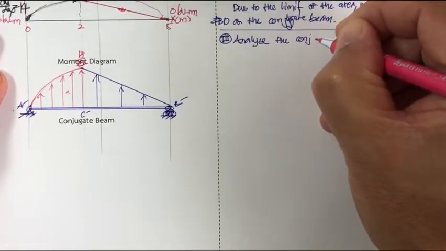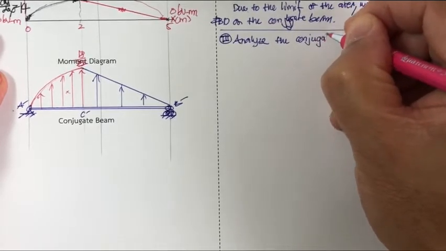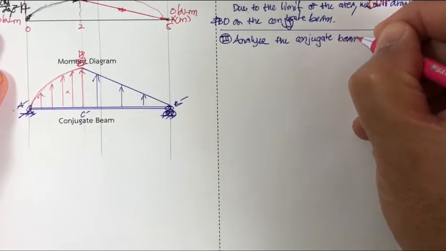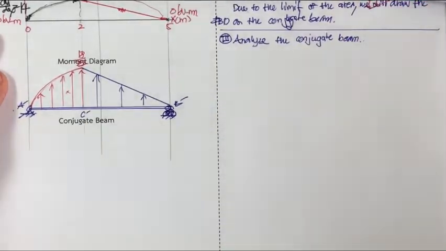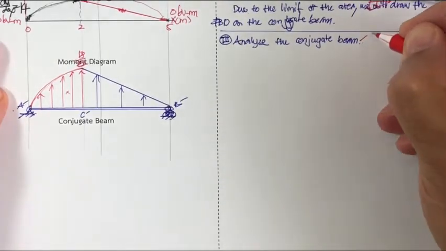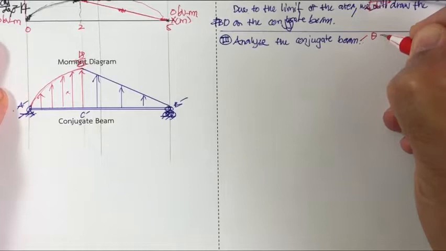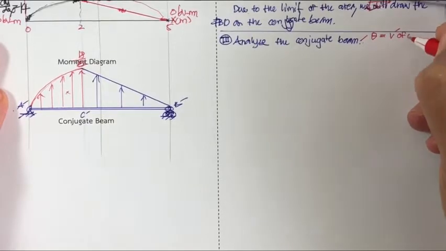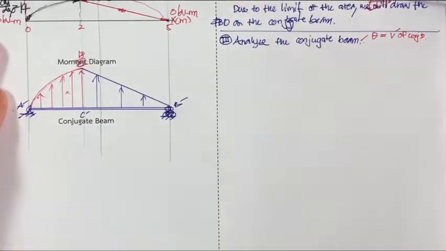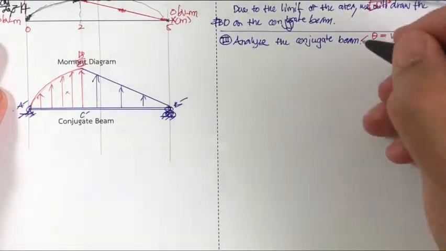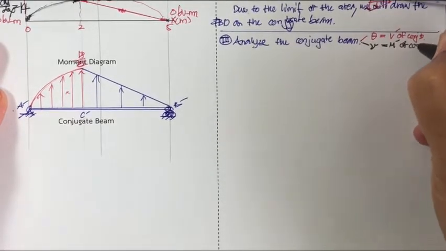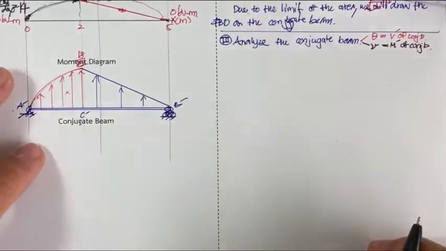When you analyze the conjugate beam, you are going to determine the reaction, the shear, and the moment. And then we also have the concept of this. Theorem number one: the theta, or the slope, of the real beam is going to be V prime on the conjugate beam. Next we have the deflection. The deflection is going to be M prime of the conjugate beam at that point. Okay, that is the start.